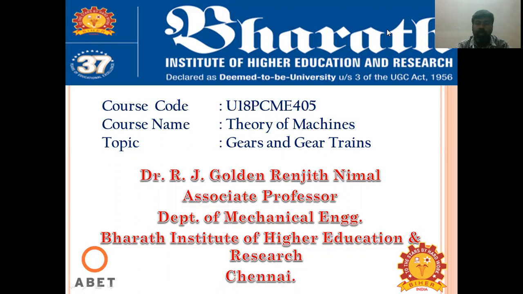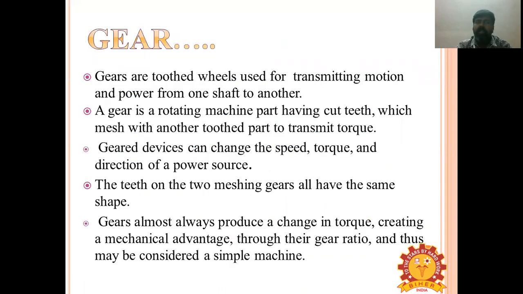I'm going to discuss the topic gears and gear trains in theory of machines. What are gears? Gears are toothed wheels used for transmitting motion and power from one shaft to another when they are not too far apart and when a constant velocity ratio is desired. If the distance is too large, then we can go for some other transmission devices.